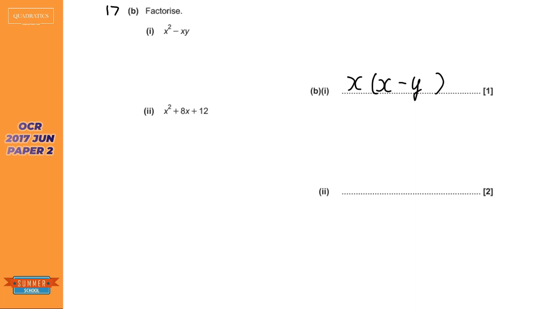This next one, however, is a quadratic. So how do you factorise this? Number of steps. The first step is identify it's a quadratic. So we've got the x squared and we've got the number term.